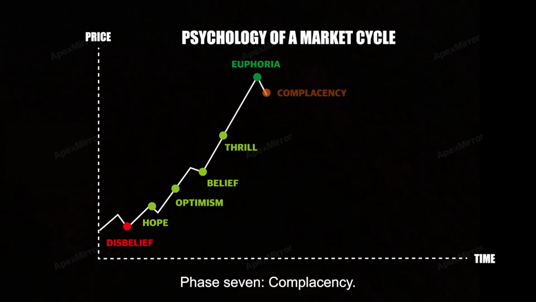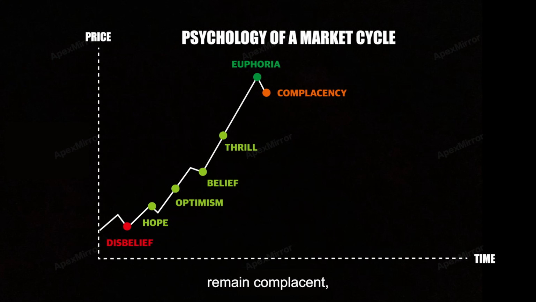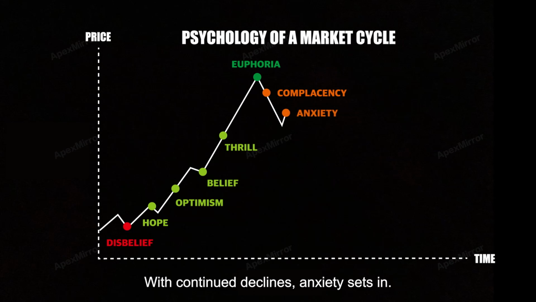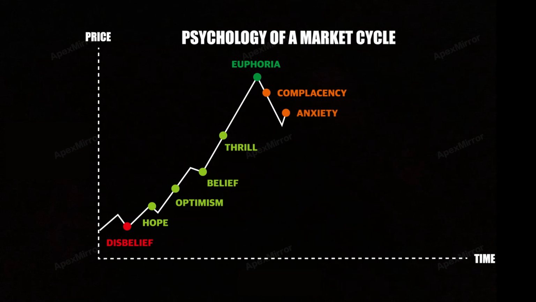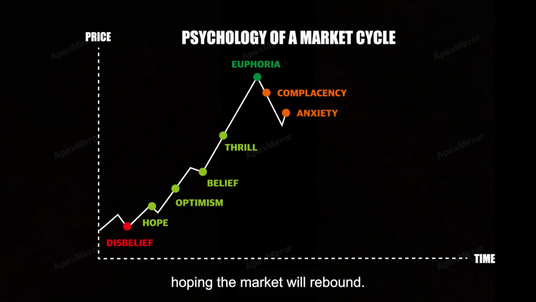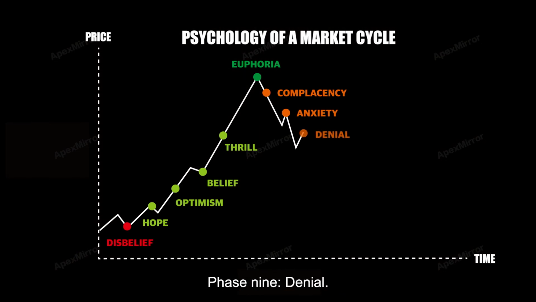Phase 7. Complacency. As the first signs of trouble appear, many investors remain complacent, believing that any downturn is merely a temporary setback. Phase 8. Anxiety. With continued declines, anxiety sets in. Doubts begin to surface, but many investors hold on, hoping the market will rebound. Phase 9. Denial. As losses mount, denial becomes common. Investors may refuse to accept that the trend has reversed, often leading to paralysis in decision-making.